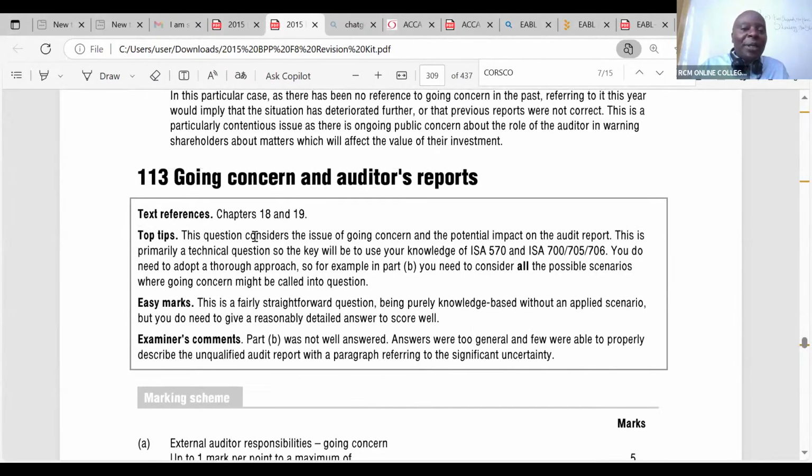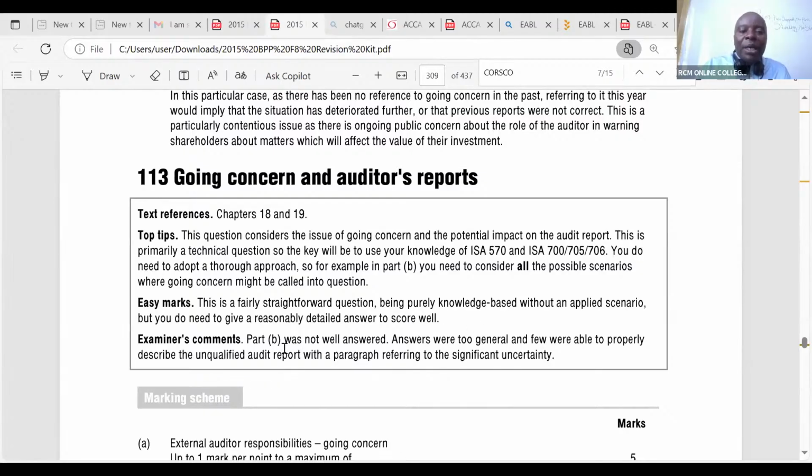I mean, these guys have done proper disclosures, adequate disclosures. Yeah, you can see top tips. This question considers the issue of going concern and the potential impact on the audit report. This is primarily a technical question, so the key will be to use knowledge of ISA 570. You do not need to adopt a thorough approach. So for example, in part B, you need to consider all possible scenarios where going concern might be called into question. Easy marks. These are fairly straightforward questions, being purely knowledge-based without an applied scenario, but you do need to give reasonably detailed answers to score well.